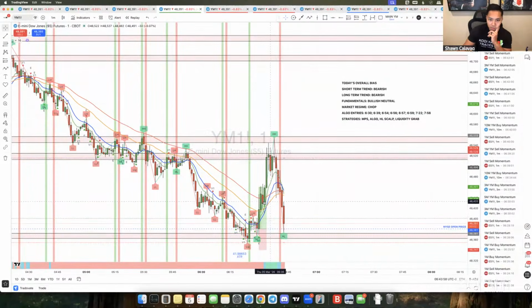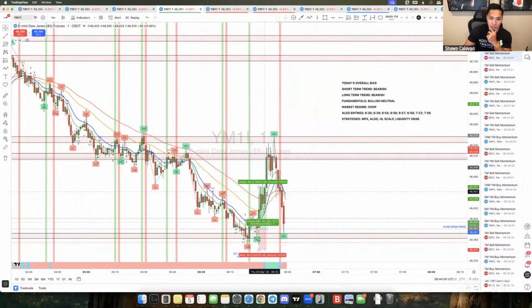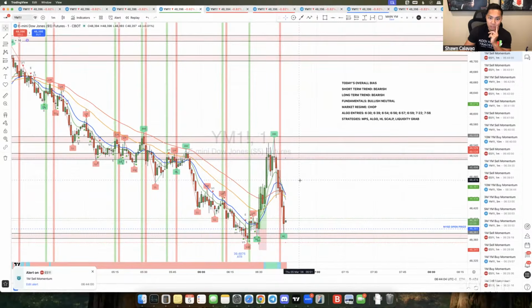If you wanted to look for an MPS, this could have been an MPS entry right here. I don't think anybody would be looking for that though, because the trend wasn't confirmed. The real one was only just this breakout.